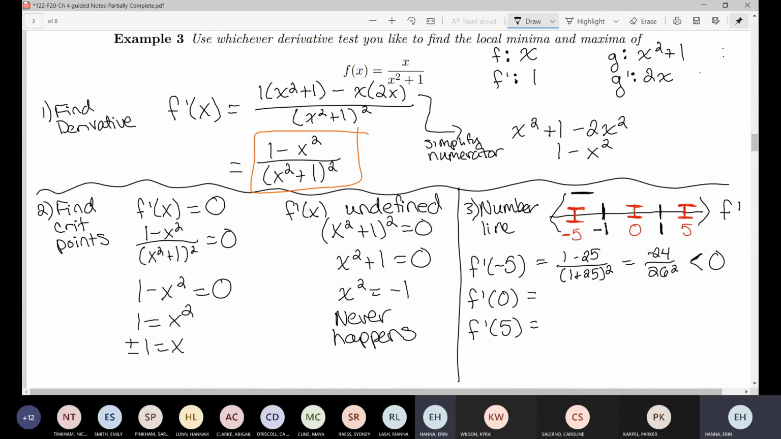Plug in 0, what do we get? We'll get 1 minus 0 over 1 squared. Well, hopefully that's easy enough to just calculate the number for. That's 1, which is a positive number. So we have a positive piece there.